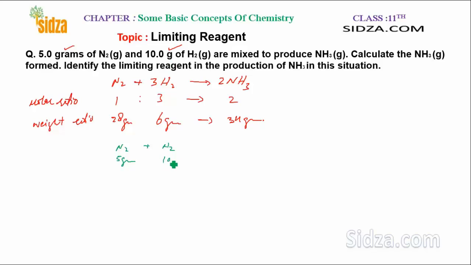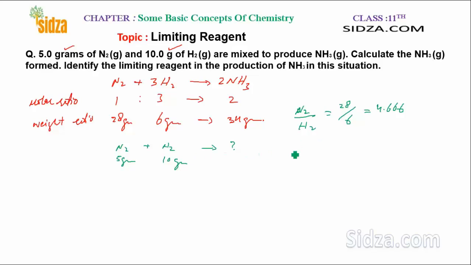10 grams. I need to find out the amount of the product formed. So first I'll check the limiting reagent. The weight ratio from the balanced equation is, nitrogen by hydrogen weight ratio is 28 by 6, right? So 28 grams of nitrogen reacts with 6 grams of hydrogen, and the ratio is 4.666.